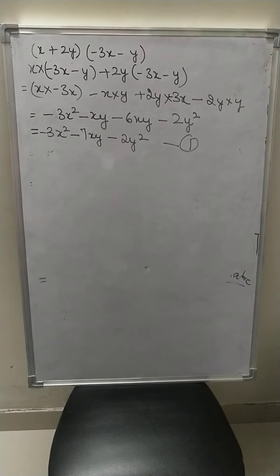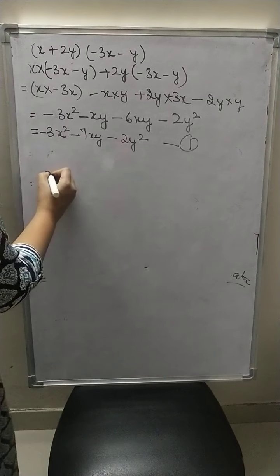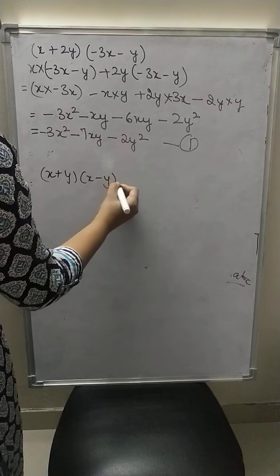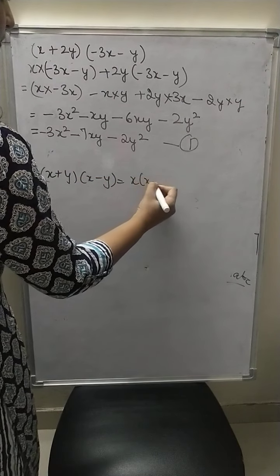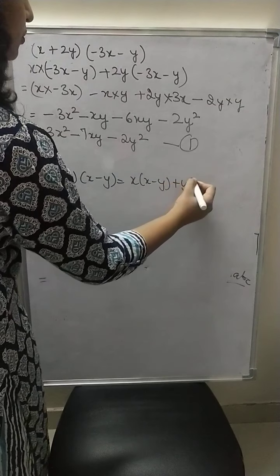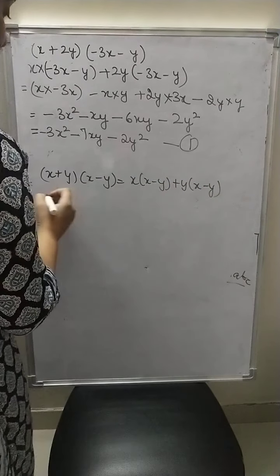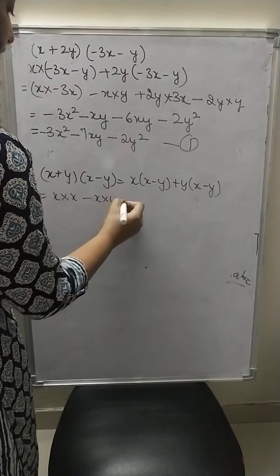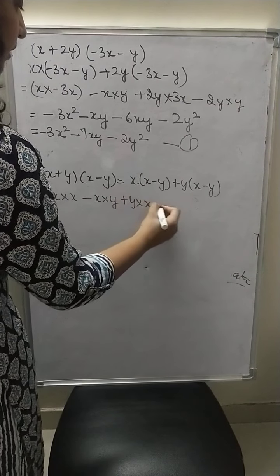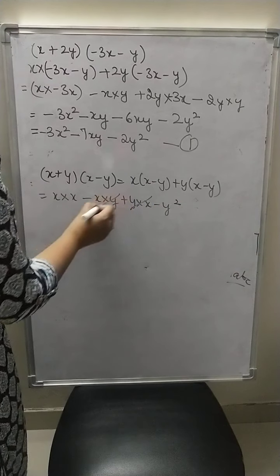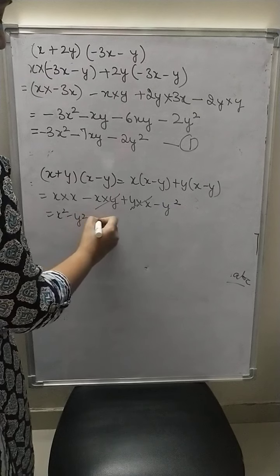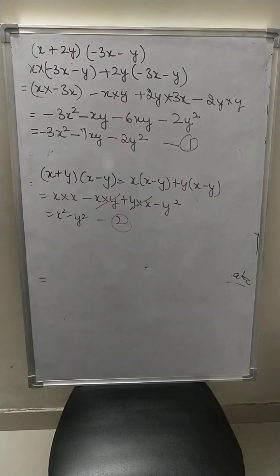Similarly, children, you will be solving the term x plus y into x minus y. When you solve this, what are you going to get? x into x minus y plus y into x minus y. That is x into x minus x into y plus y into x minus y square. Now these two being like terms, I am cancelling them, so I get x square minus y square, and this is equation number 2.